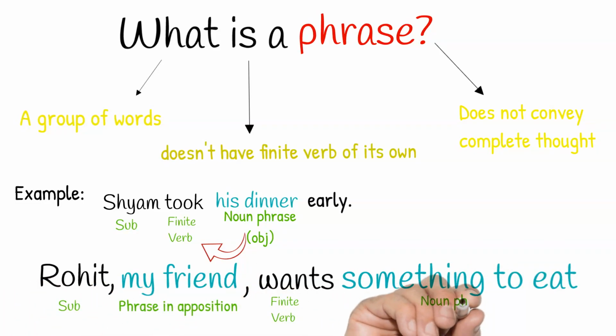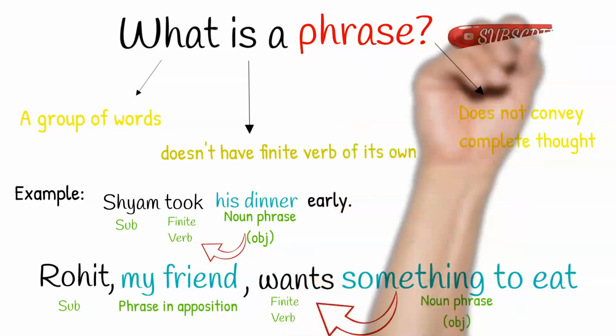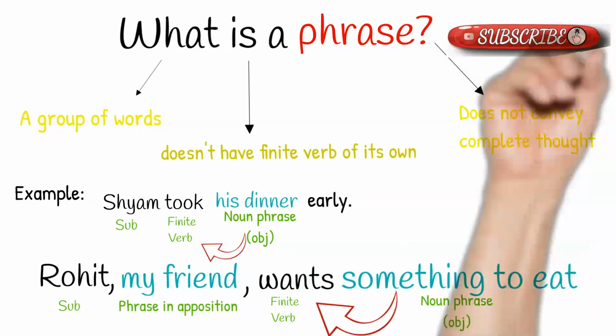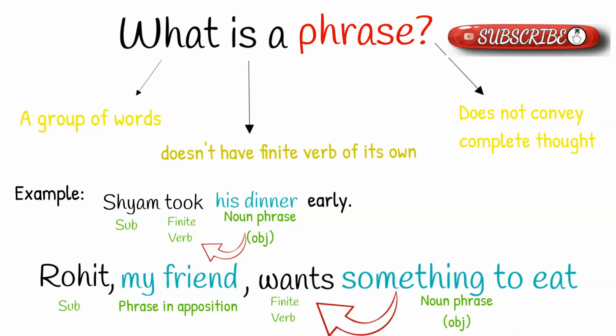Rohit, my friend, wants something to eat. Here wants is the finite verb and Rohit is the subject of the verb. Now if we look at the sentence carefully, we can find that Rohit and my friend are the same person. Here we pass on the information regarding Rohit that he is my friend. Here we use that information, my friend, in apposition. That is why this group of words without having any finite verb is a phrase in apposition.